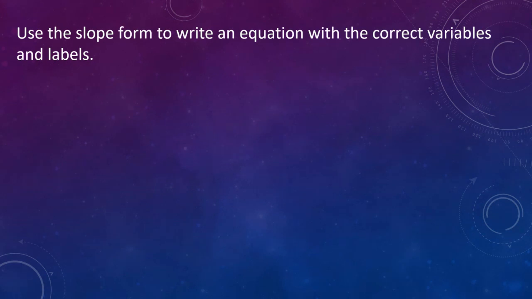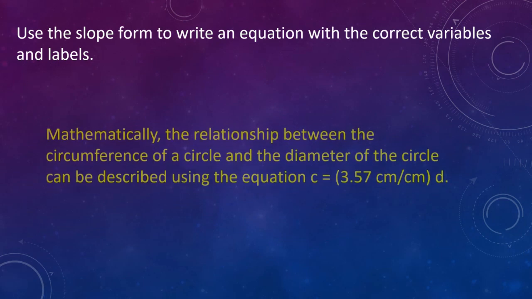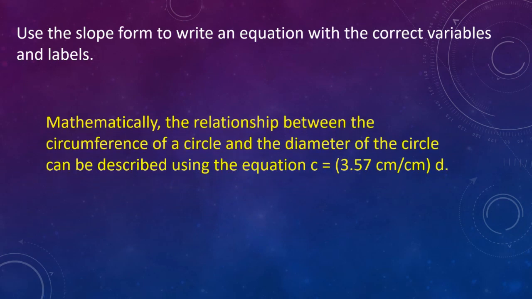Now, this is an optional part. If you choose to, you can write the slope form equation that describes the line on your graph. If you do, you would want to include the mathematical relationship in your summary. And if you choose not to write the mathematical relationship, that's fine. You can just skip this part. But a good way to say that would be: mathematically, the relationship between the circumference of a circle and the diameter of a circle can be described using the equation C equals 3.57 centimeters per centimeter times D.